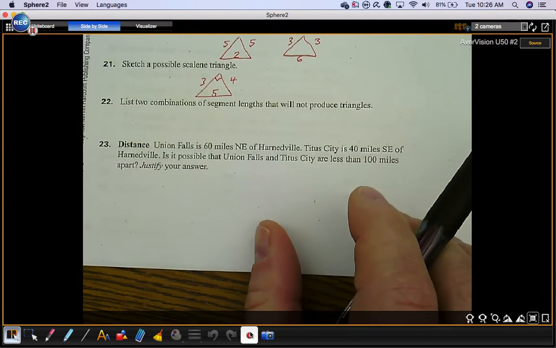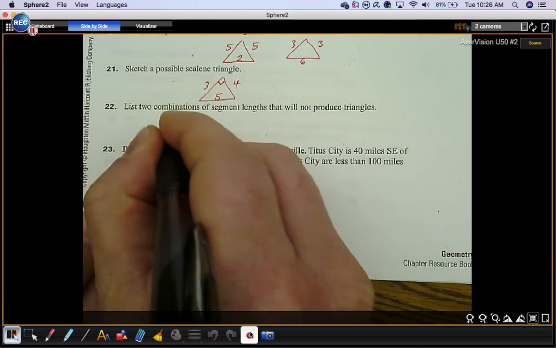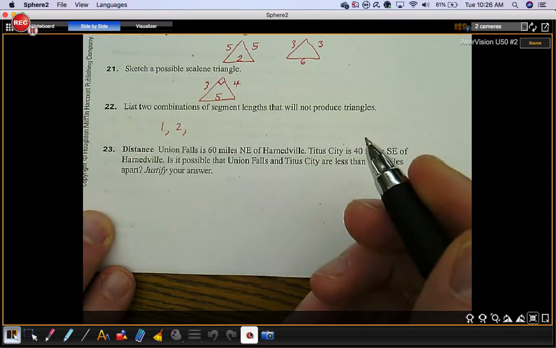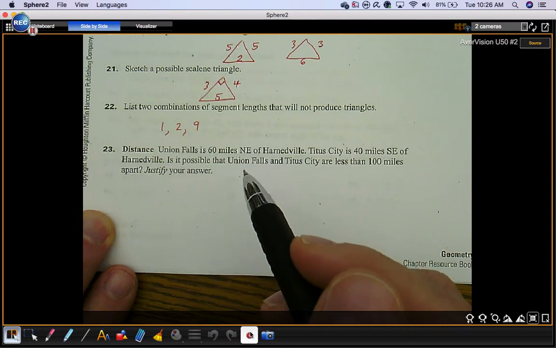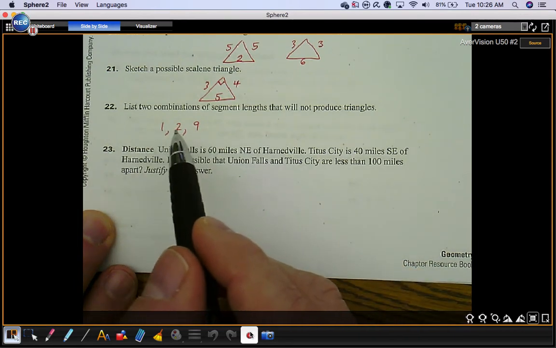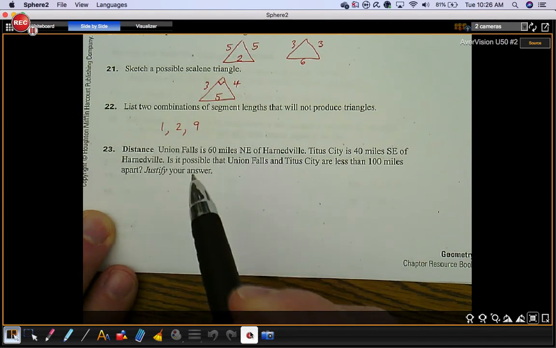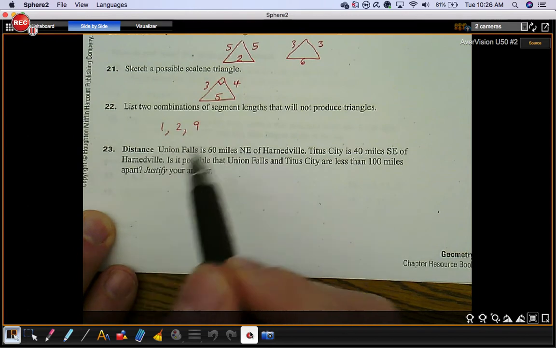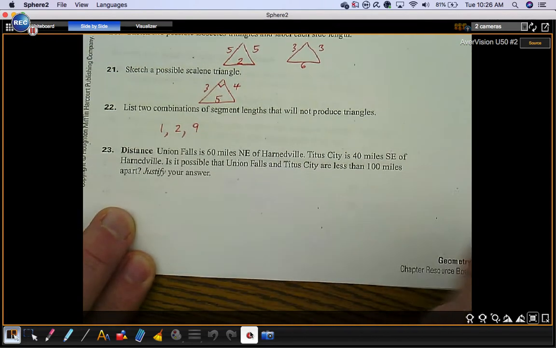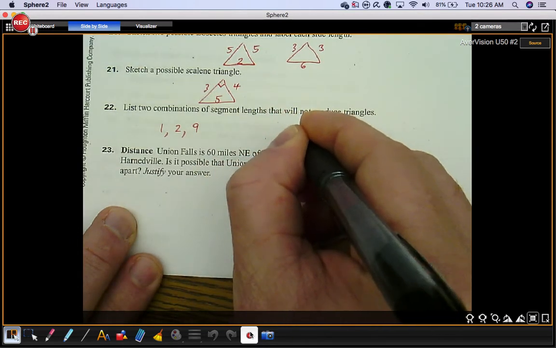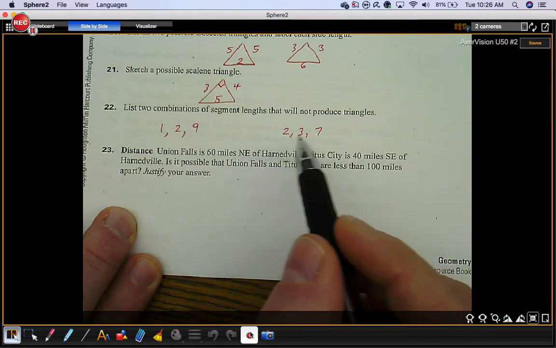List 2 combinations of segment lengths that will not produce triangles. Well, this should be easy. How about 1, 2, that gives me a total of 3. 1, 2, 9. Can you make a triangle with 1, 2, 9? No, because these two guys are too small, or this guy's too big. Those segments would never come together if you remember the circles, the arcs that we used in the lesson. So that's one possibility. I could also do 2 and 3. That makes 5. You got 7 left. 2 and 3 is 5. That's not bigger than 7.